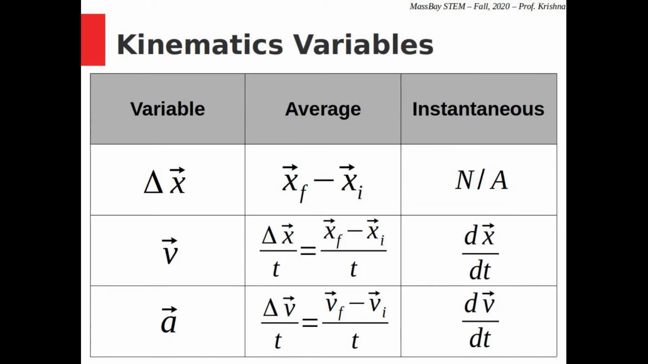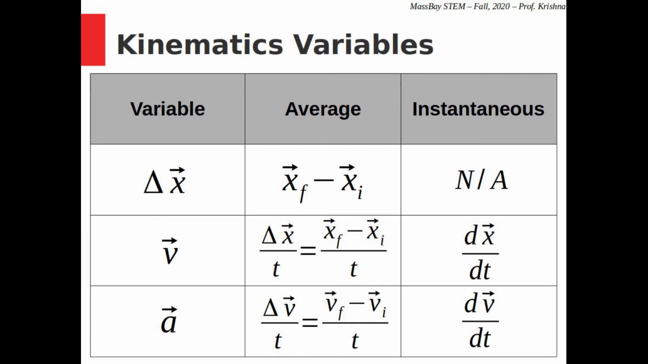At this point, we have defined 3 major variables that we can use to describe the motion of an object. Displacement, the change in position with direction. Velocity, the rate of change of position with direction. And acceleration, the rate of change of velocity with direction.